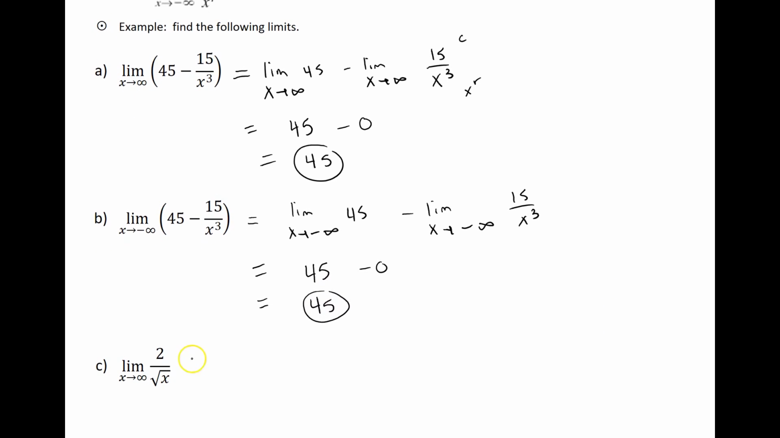And this one right here might not look like one of these limits at first, but if you rewrite the square root of x as x to the 1/2, you get that this is a c over x to the r for a rational positive r, so this one is 0, and that is the answer.